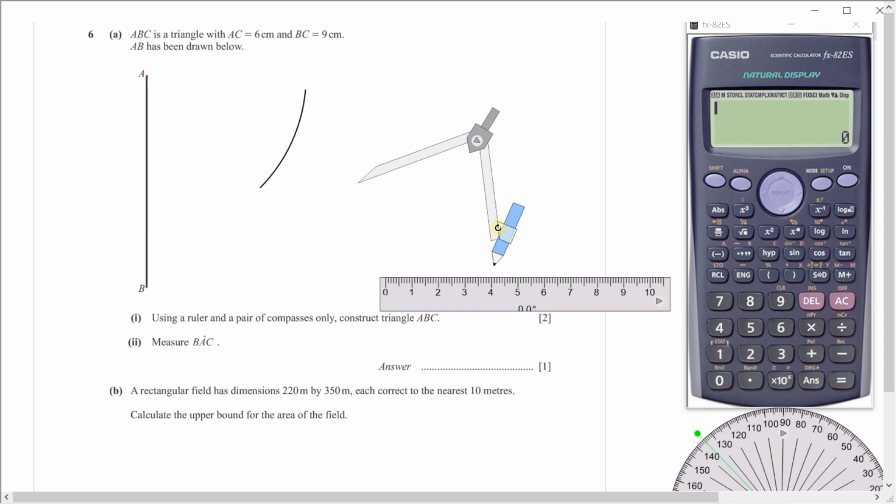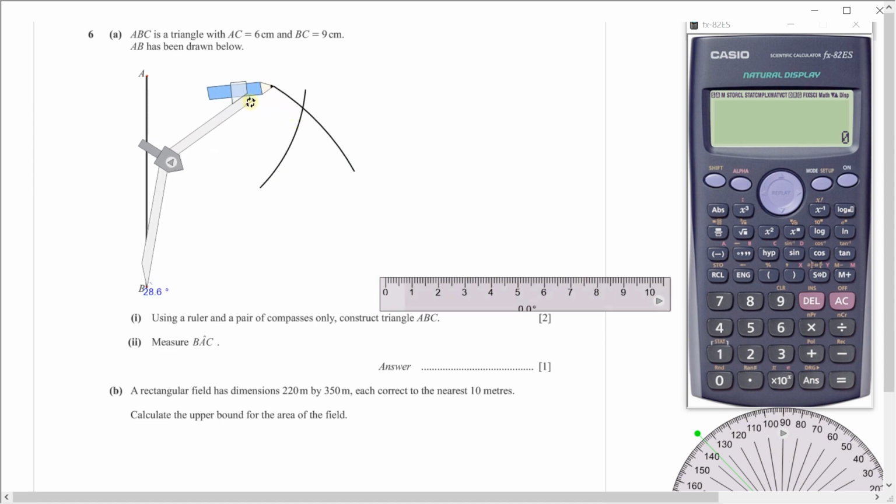And then I will open up my compass till 9 centimeters now. So up till 9. And now I will center it at point B here and draw another arc. Now this will be the locus of points that are 9 centimeters from B. So where these two arcs intersect, that will give me the position of point C. So this intersection point here will be point C.